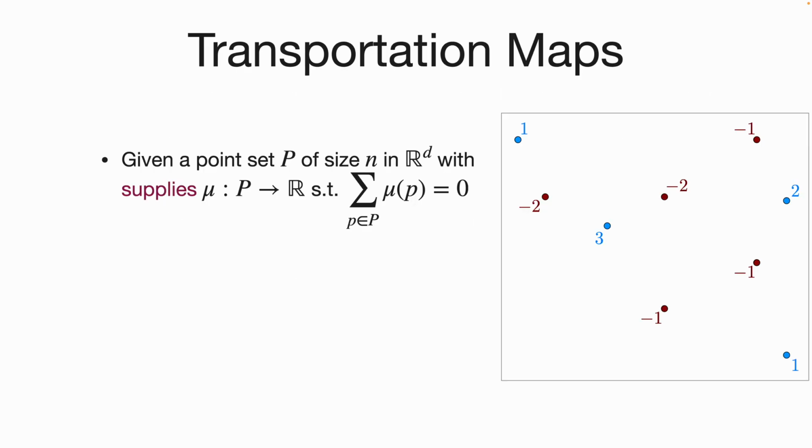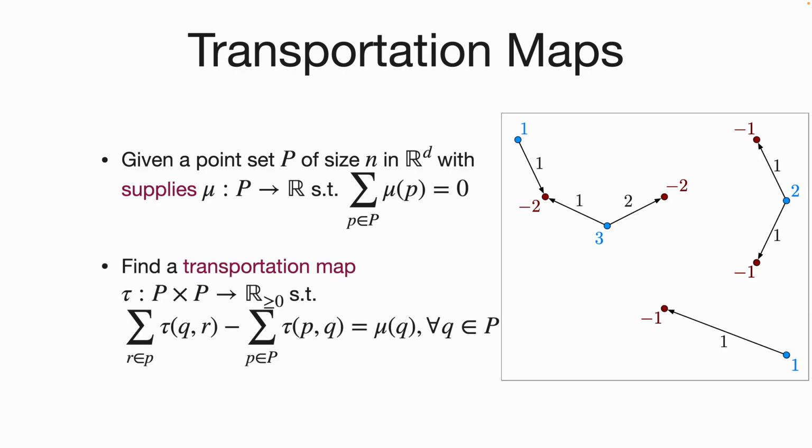First, let's introduce the problem definition briefly. Suppose we are given a point set P and a supply function mu mapping each point to a real number, such that the total supply value of all points equals 0. Then we say a transportation map tau is a non-negative assignment to every pair of points such that the total assignment leaving a point is equal to its supply value.